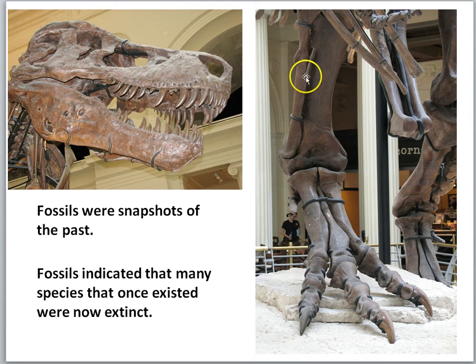So the dinosaurs were just incredible fossil finds. So these things clearly were not living on Earth in Darwin's time. And that suggested then that these species here and the many, many, many species found in the rocks had gone extinct. So fossils indicated that many species that once existed, like these dinosaurs, were now extinct. And that fact alone suggests that life had changed on planet Earth.